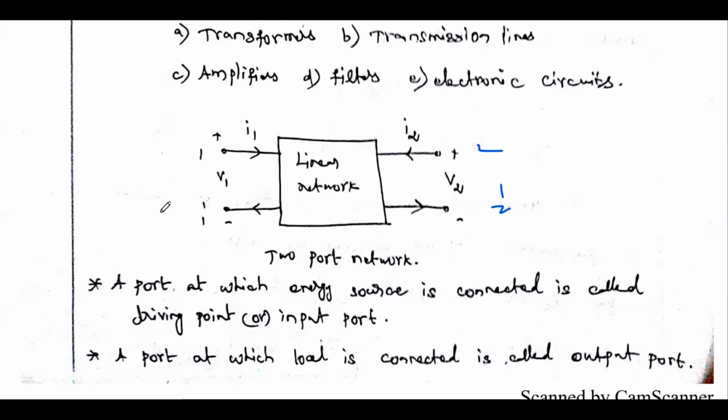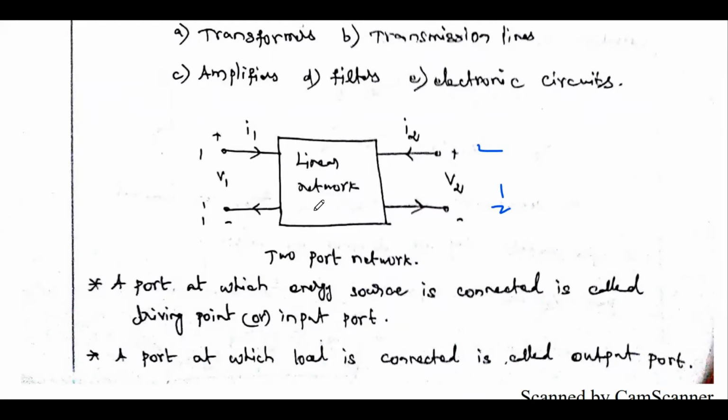Via this input port, the input signal is given: the energy source is connected across this input port, so the input is given to the network via it. That's why this port is called an input port. Similarly, consider this two dash. At this port we connect a load, so the output of this network is delivered to the particular load. That's why this is called an output port.